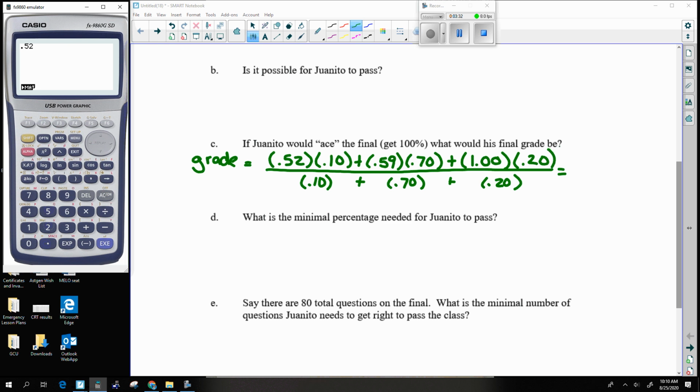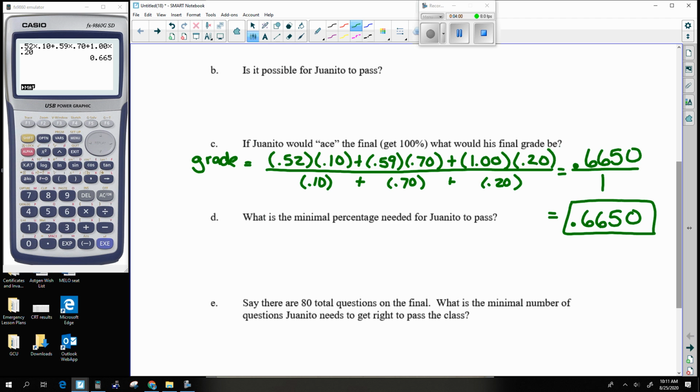So the numerator is 6650. The denominator, I'm assuming, is 1. Yes, it is 1. Divide the two. And that's Juanito's best possible grade. So is it possible for Juanito to pass? Yes.